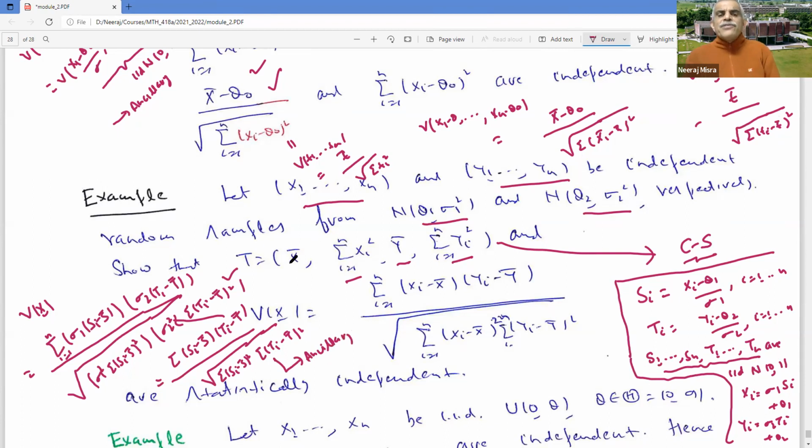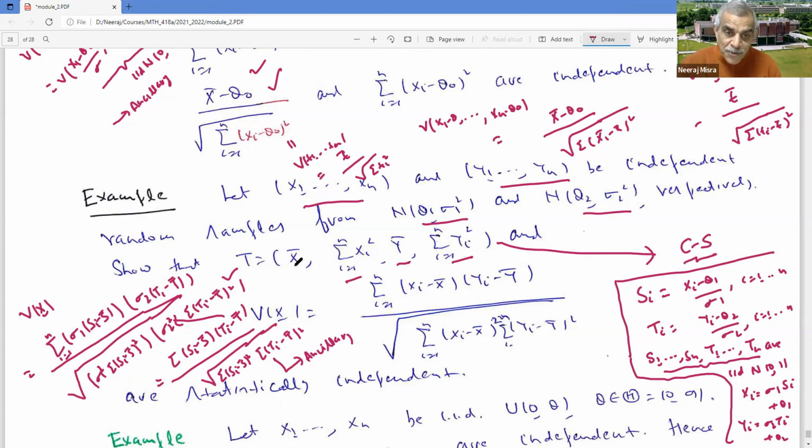And anyway, you have shown that X bar, summation Xi square, Y bar, summation Yi square is complete sufficient, by using the factorization theorem and the result of completeness under exponential families. All right, so let us move on. So, very useful, very powerful result.